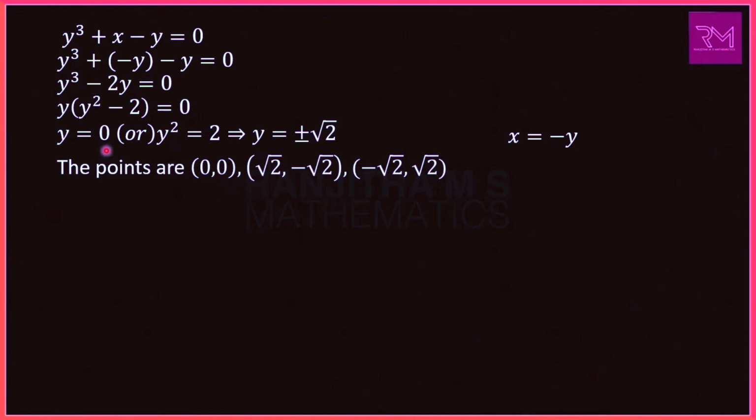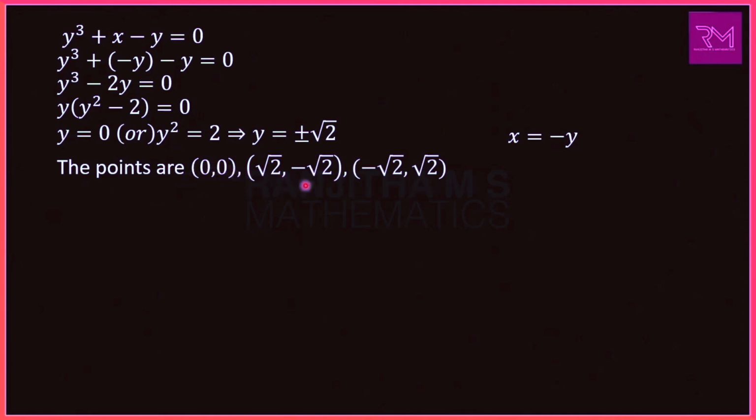Here using the value x is equal to minus y, we can substitute in equation 3 or equation 4, and we get the value of y. If we substitute x is equal to minus y in equation 4, we get the value of y as 0, plus root 2, minus root 2. If we substitute those values, we get x value as 0, root 2, minus root 2. Hence, the points of intersection are (0, 0), (root 2, minus root 2), (minus root 2, root 2).